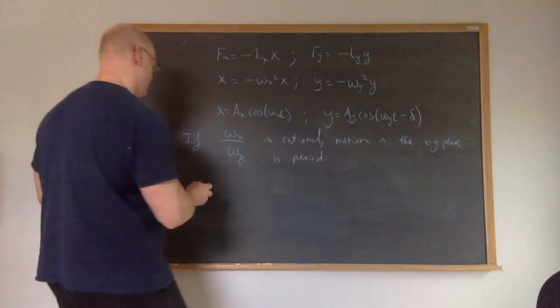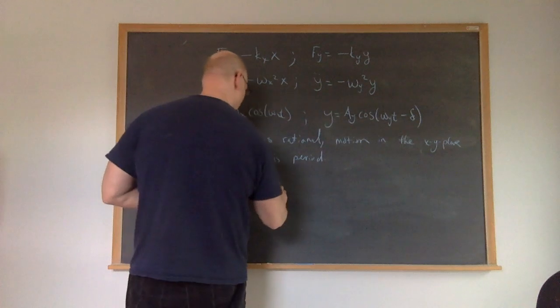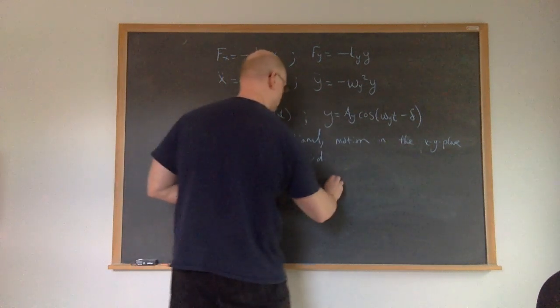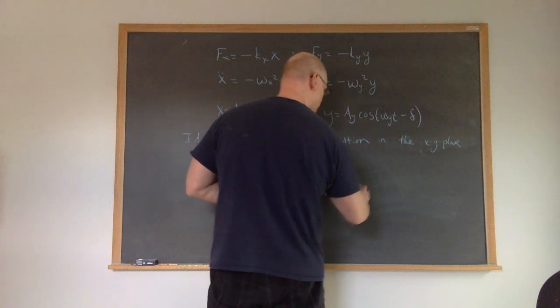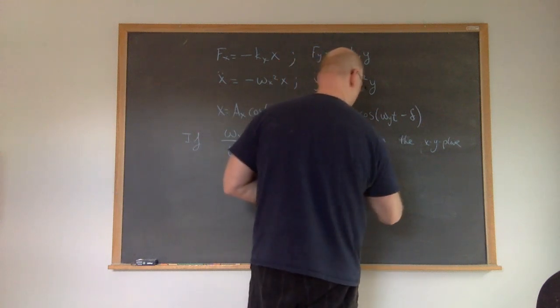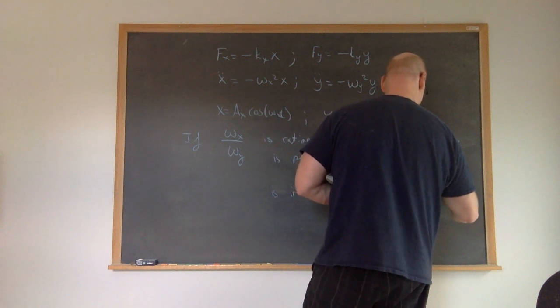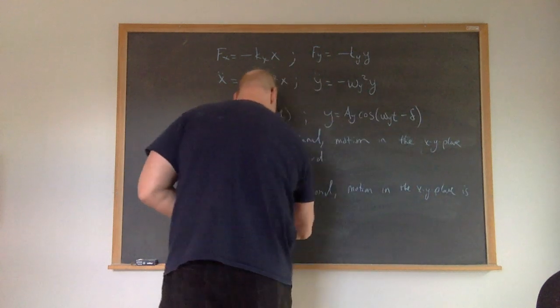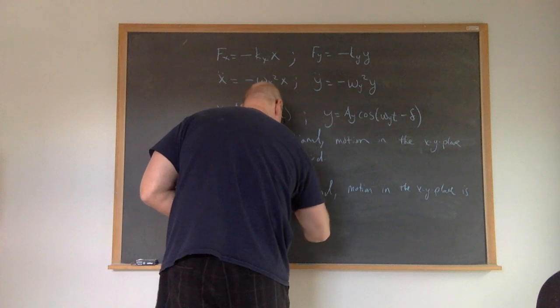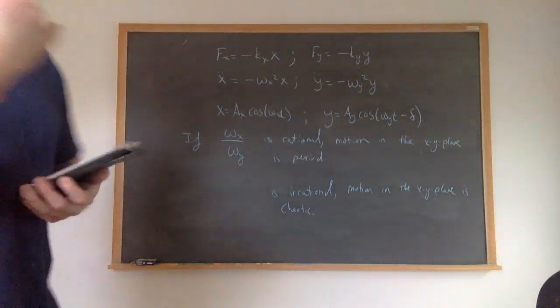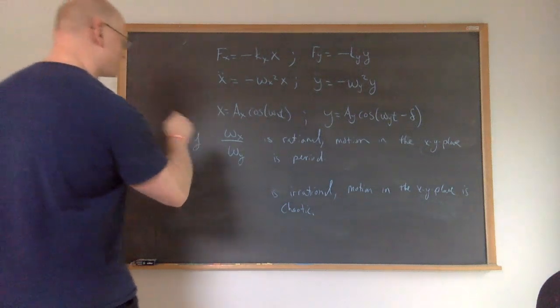But if this ratio is irrational, then the motion in the xy plane is chaotic. Now, what does that mean? What that means is that it never repeats the same pattern twice within the xy plane.